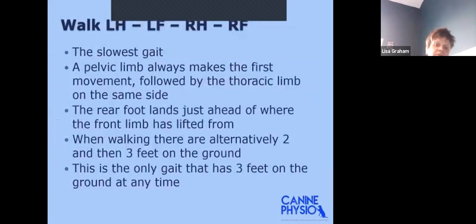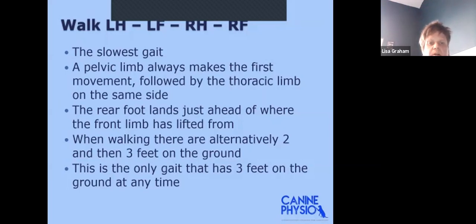So we'll start from slowest and work up to fastest. And our slowest gait is the walk. And your movement in a dog or a cat will always start with a hind limb. Dogs have a left and right preference, just as people do. So they will start with a hind limb, and then that movement goes to the front limb on the same side. And for lack of anything better for the slides today, we're always going to start on a left hind.